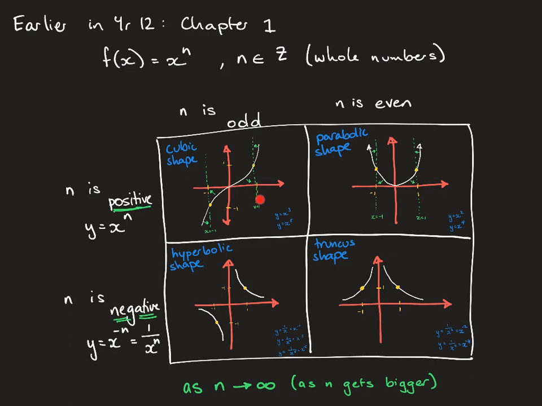You can see on both graphs I've added in the lines x equals 1 and x equals -1, and I've put in arrows indicating which way the section of the graph twists on the cubic shape and also on the parabola. So now let's have a look at hyperbolic and truncus graphs. Let's look at when n is a negative number.